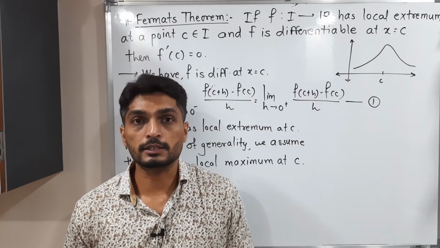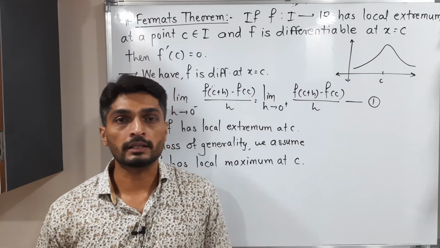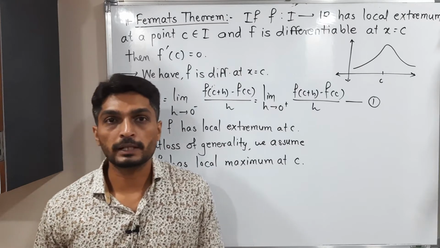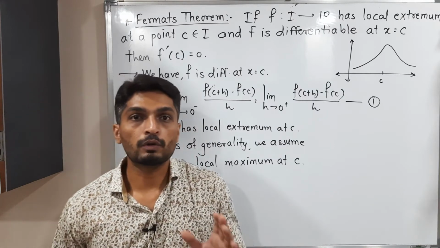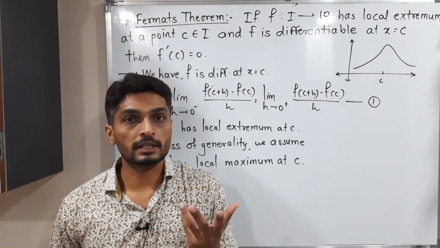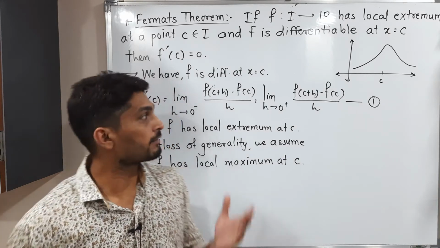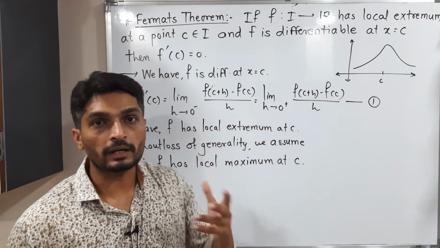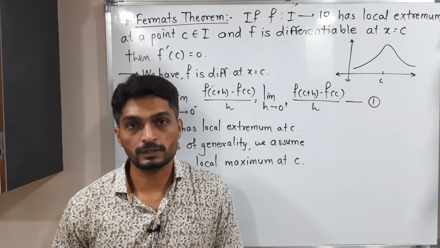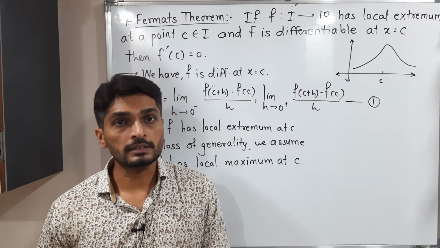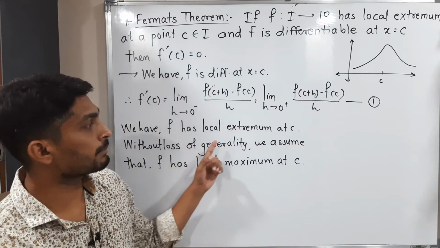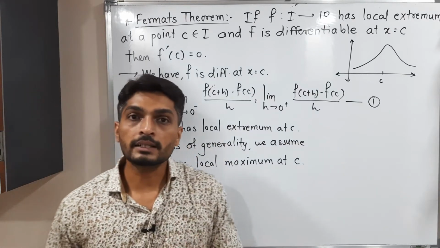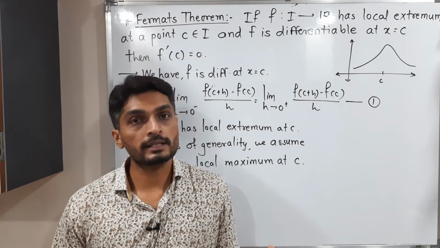Okay, so let us discuss its proof. What is the given thing? The function is differentiable at c. So what I have done, I have written the definition. The function is differentiable, that means its derivative exists. So that's why the left hand derivative and right hand derivative are equal, and that is equal to f dash of c. The second important thing is the function has an extremum at c. So that means either it has a maximum value or it has a minimum value.